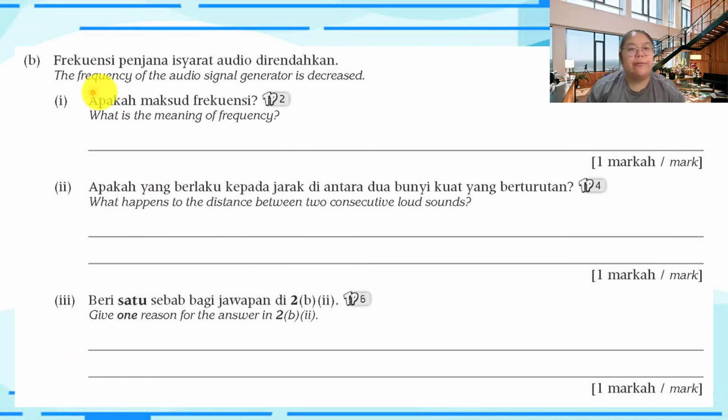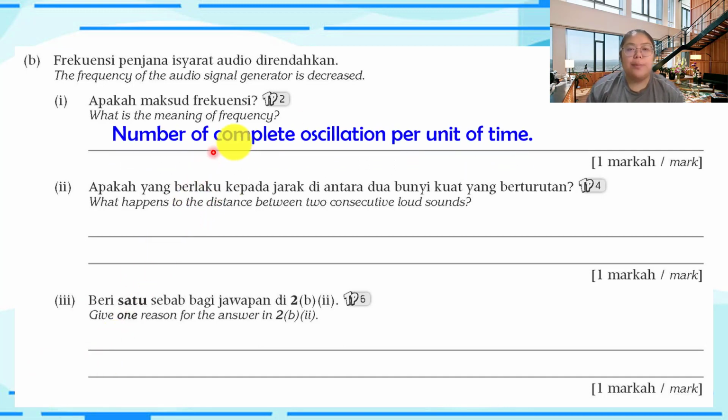Now the frequency of the audio signal generator decreases. We make f drop. When f drops, it means the wavelength lambda will increase, because v equals f lambda. So from here, what is the meaning of frequency? Frequency means the time taken, they give you 1 second, then they need to know how many complete oscillations. That means the number of complete oscillations in 1 second is called frequency. The number of complete oscillations per unit time.